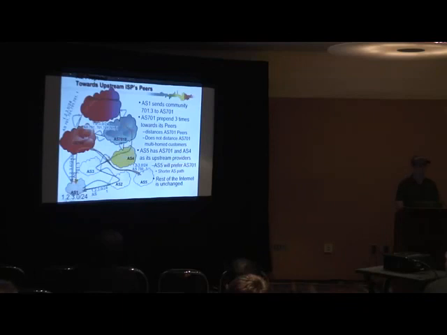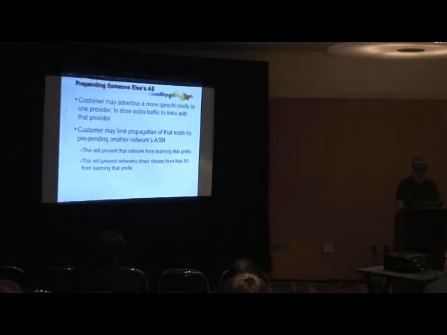So as an alternative to actually prepending, you can send communities usually to your upstream provider and have them prepend on your behalf. And that will distance other peers, but not other customers. There's also this technique of poisoning a route where you prepend somebody else's AS. So in this case, the customer advertises a more specific route to one provider to draw extra traffic to that link with that provider. But in order to limit the propagation of that route, it might prepend another network's ASN. And this will prevent that other network from learning those prefixes because they will loop to that network.